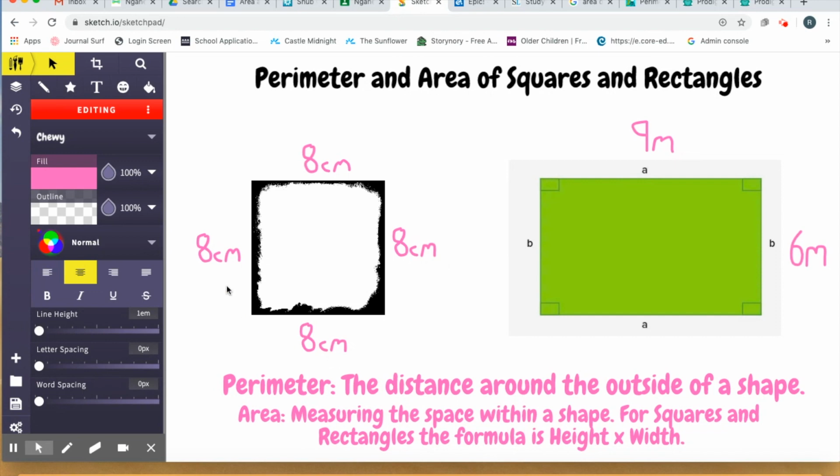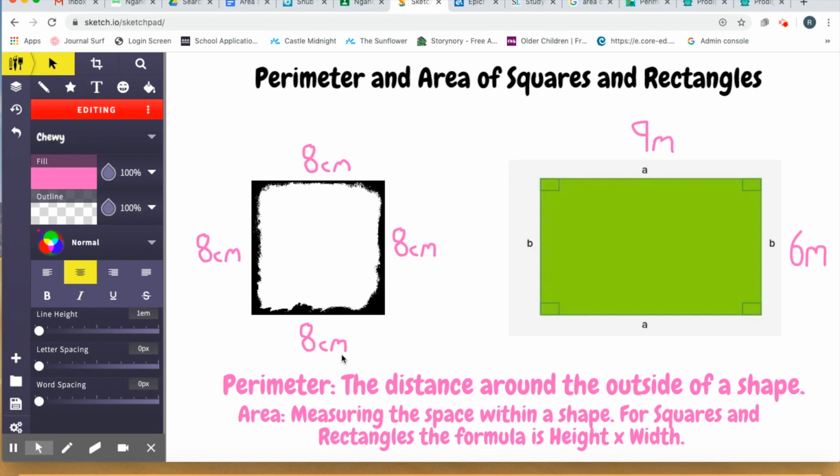Now, one really important thing is I've put in a unit. When we're looking at measurement, we always need a unit. In this case, for length, I'm using centimeters and meters. So whenever you're calculating your answers as well, it's also really important that you are including the units of whatever you are measuring.